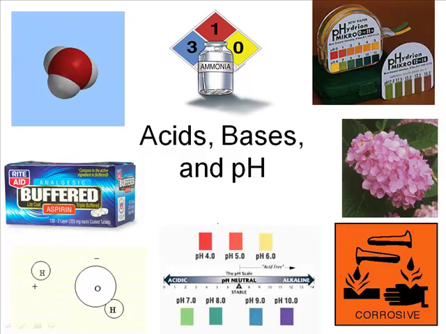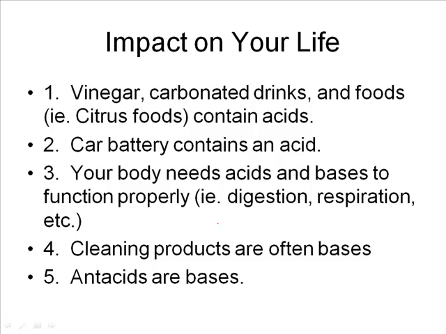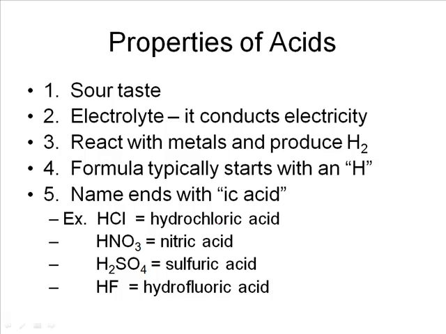Alright, so this chapter obviously is acids, bases, and pH. Here's some examples of how it impacts your life, things that you've already seen or know about. When we look at acids, we're going to determine whether or not it has a sour taste. If it does, then it's an acid. Now obviously you don't want to taste anything in the lab, but I'm sure you've all had lemon juice, maybe some orange juice that wasn't super sweet, or oranges that weren't sweet, vinegar, and so forth. So it's kind of got a sour taste.